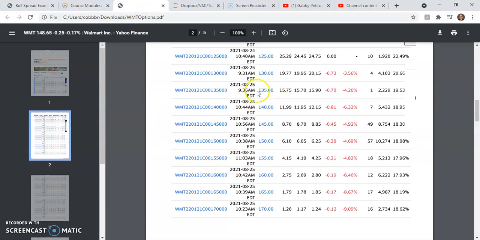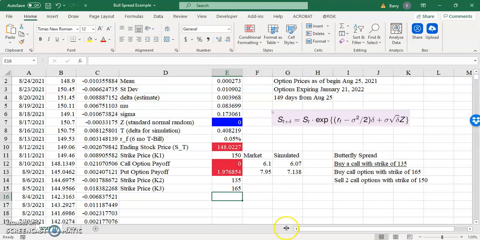And so currently, the call option with a strike price of 150 has a market price of 610. The call option with a strike price of 135 has a market price of 1575. And the 165 strike price call option has a market price of 179. We need to be consistent. We can either use simulated prices for all call options or market prices. We'll use market prices in this example.